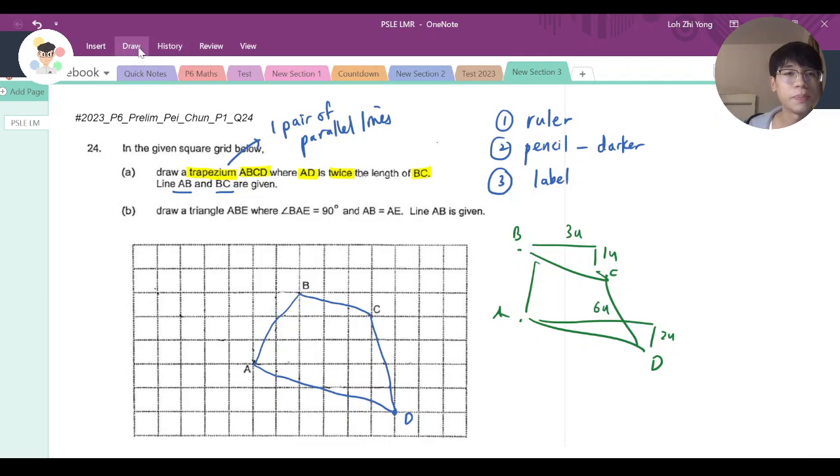Now, next part, B. Draw a triangle ABE. Now, AB is given already. E, whereas angle BAE is 90 degrees and AB is equal to AE. Again, we are trying to make sure the length will be the same and at the same time it's 90 degrees. So I think let me redraw this. Oh, this is weird.